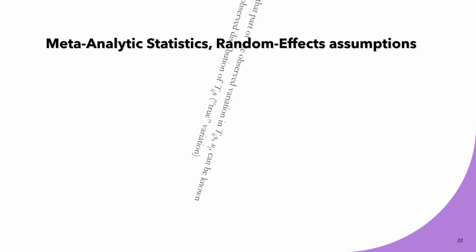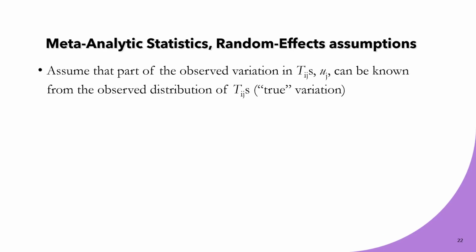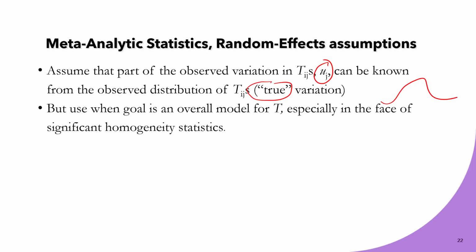So under random effects assumptions, we would assume that part of the observed variation beyond sampling error, and we're going to label it U, can be known from the observed distribution of those effect sizes, the so-called true variation. Statisticians say true, but that doesn't mean that you've discovered the truth. It means you're thinking about the underlying effect in a little different way. You're imagining that part of that distribution that you're seeing in effect sizes should be there beyond sampling error. So you use that when you want an overall model for effect size. It would be T, usually T period as a mean symbolically.